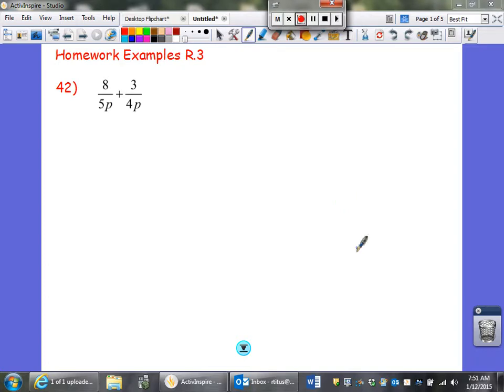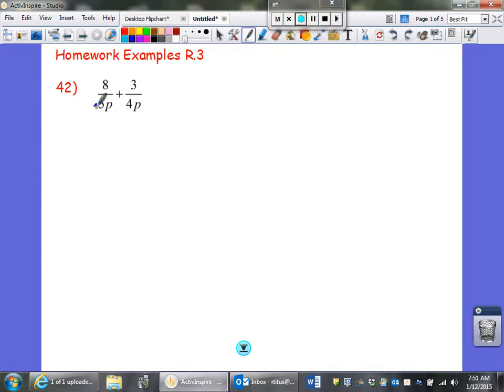Okay, we're doing homework examples in R.3 again, and this is numbers 42, 48, 50, 52, and 58. So let's see, this time we are adding with unique denominators. First of all, they both have a p in common, but they have a 4 and a 5. The common denominator between a 4 and a 5, they both go into 20.